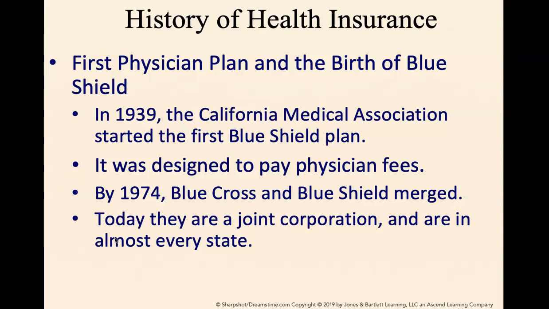Now, the other half of Blue Cross, which is Blue Shield, didn't come into being until about 10 years later. It was the first physician plan, and it gave birth to Blue Shield. So in 1939, the California Medical Association, which is the state branch of the American Medical Association in California, started the first Blue Shield plan, and it was designed to pay physician fees, which by default meant paying for outpatient visits. So Blue Cross was intended for inpatient stays, while Blue Shield was intended for outpatient healthcare services.